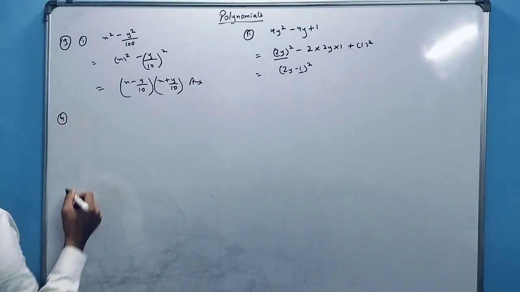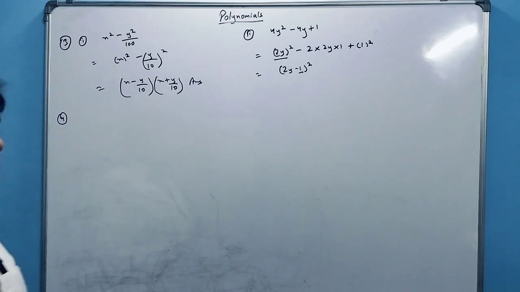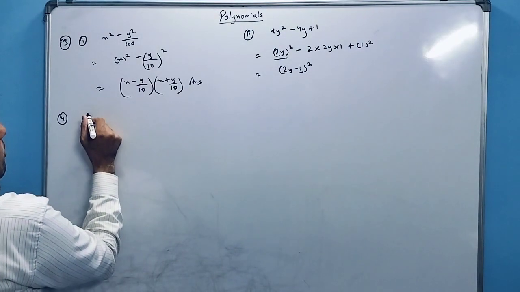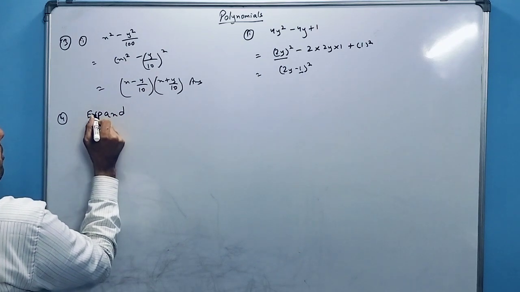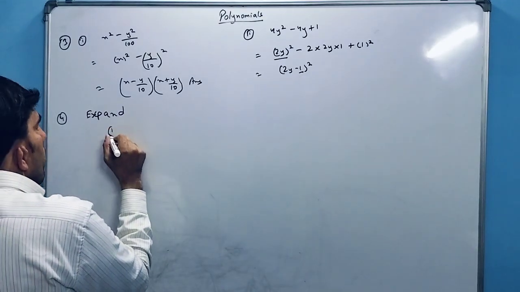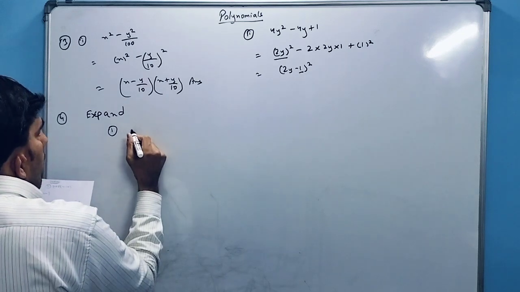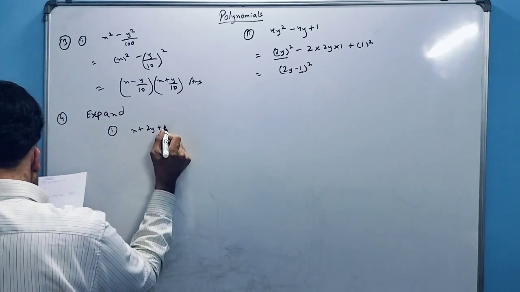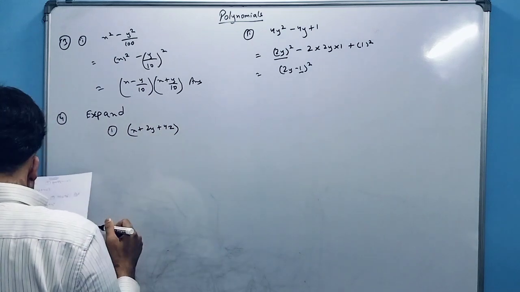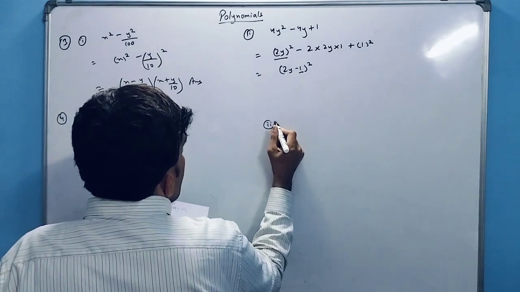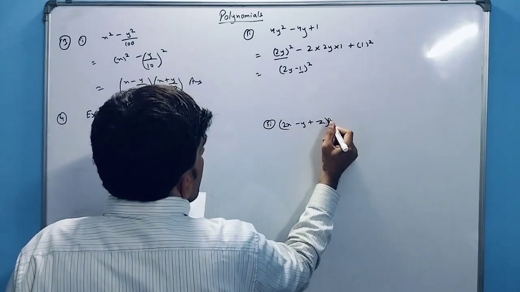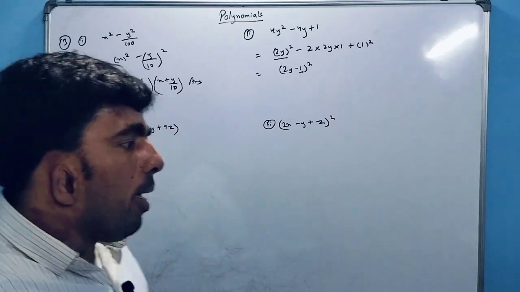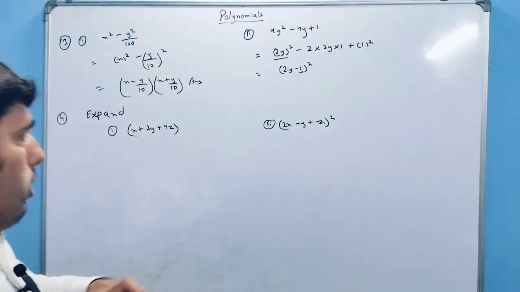Now if I go for the fourth numerical. The fourth numerical is to expand. What they are asking about is the first part, that is (x plus 2y plus 4z) whole square, and the second is (2x minus y plus z) whole square. So how will we solve? Let us see how we can easily sort it out.